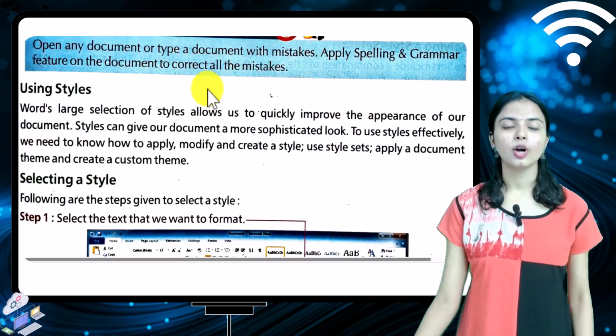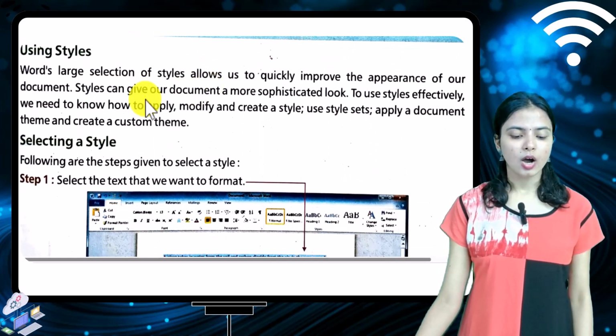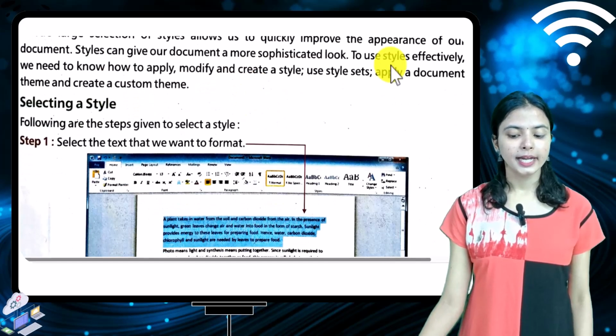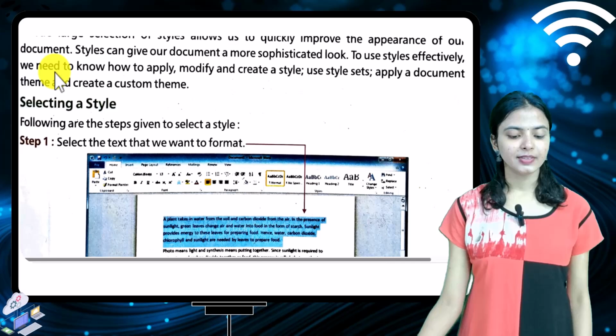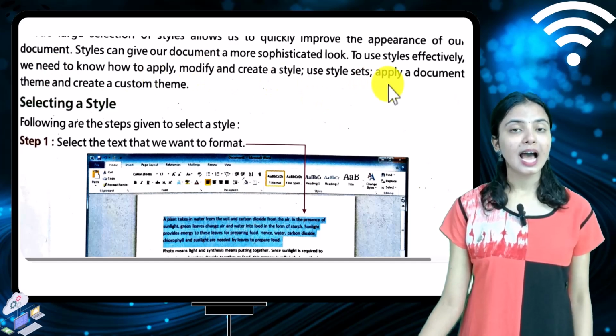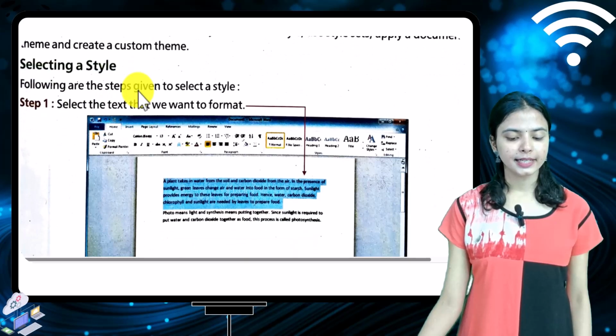Okay. The next topic is using styles. Now the word's large selection of styles allows us to quickly improve the appearance of a document. Styles can give our document a more sophisticated look. To use styles effectively, we need to know how to apply, modify, and create a style. Use style sets, apply a document theme, and create a custom theme.